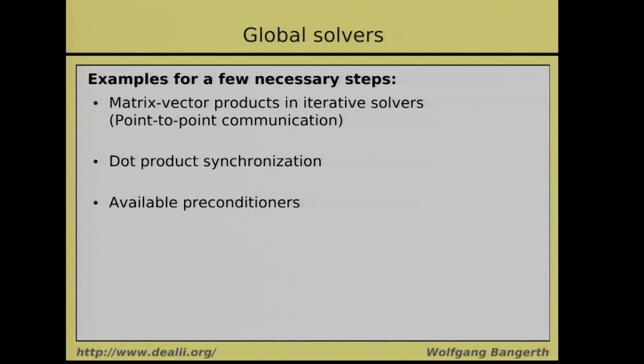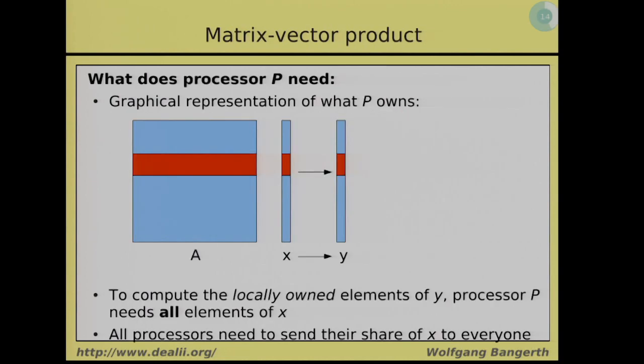So to give you a little bit of an idea of what the things are that you need to do if you want to implement global solvers, I'm going to just look at 3 parts of it. Namely, if you have an iterative solver, then typically you need to have matrix vector products. And in iterative solvers, you also have a dot product. So I'm going to talk about these 2 things, and then I'm going to give you the flavor of preconditioners that we know work.